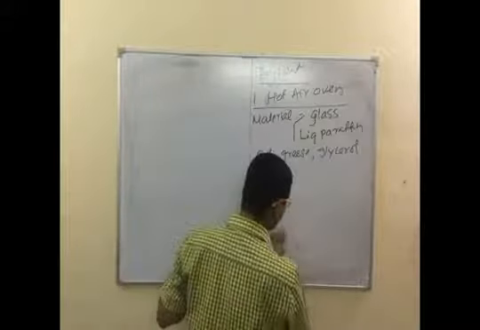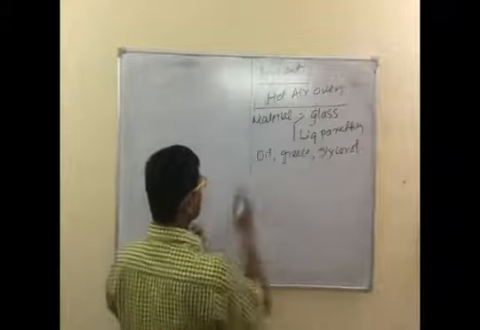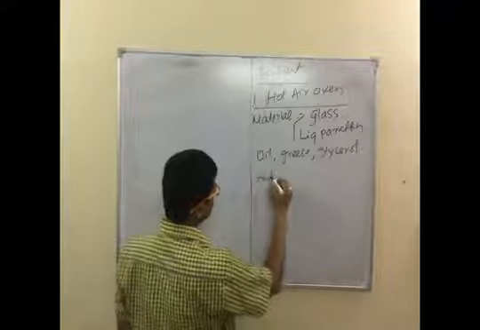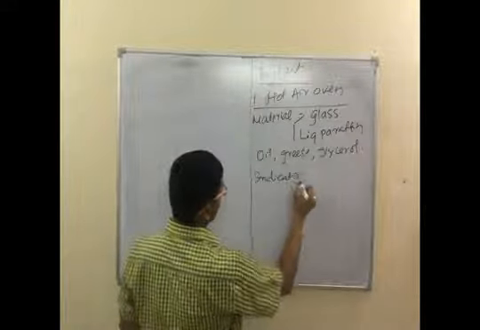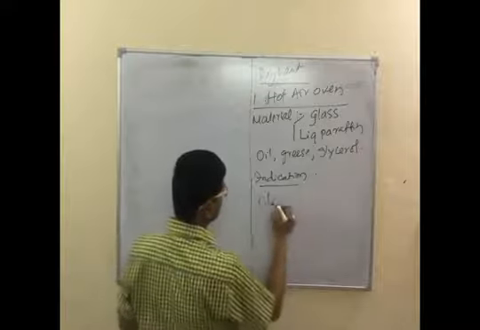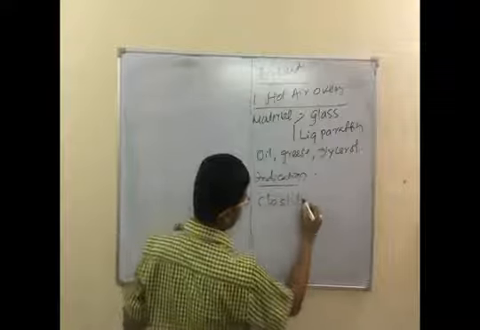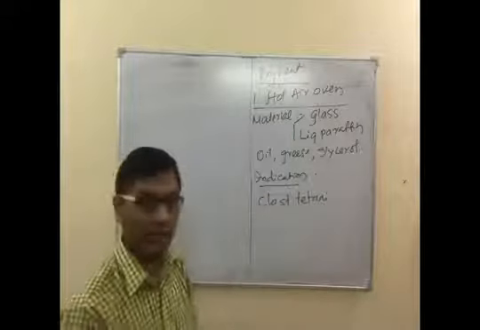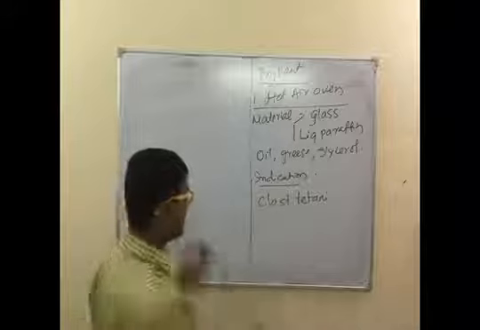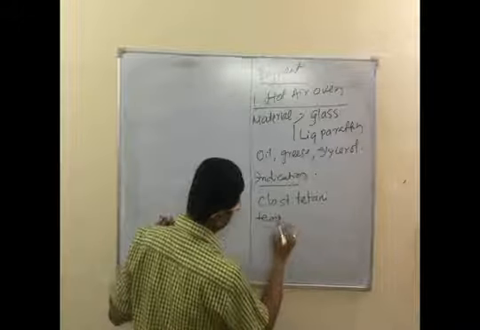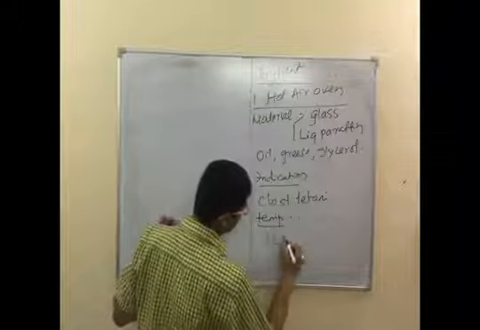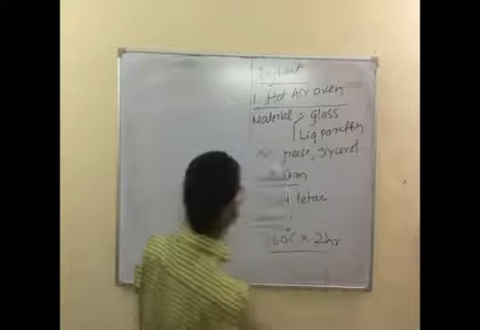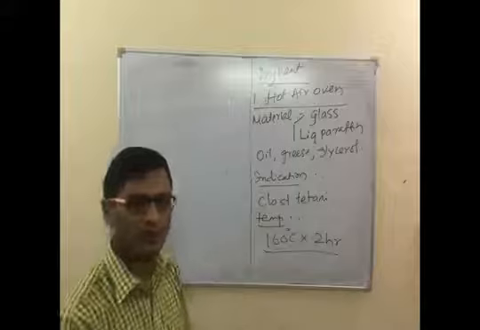Second MCQ they ask: what is the indicator? The biological indicator of sterilization for hot air oven is Clostridium tetani. The spores of Clostridium tetani are used as the biological indicator for sterilization. What is the temperature to be maintained? Hot air oven: 160 degrees centigrade for 2 hours. This is the temperature to be maintained for hot air oven.